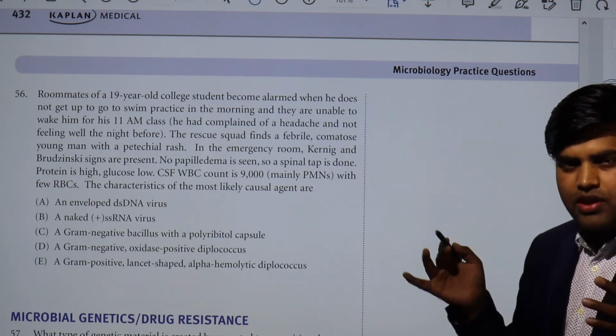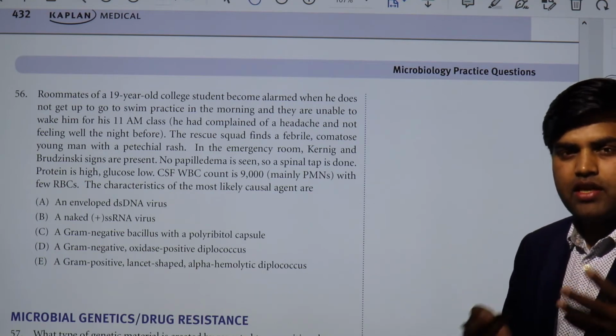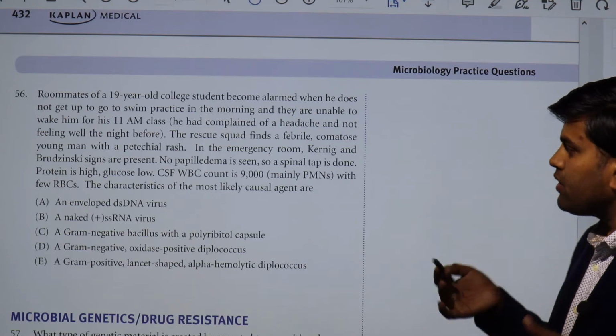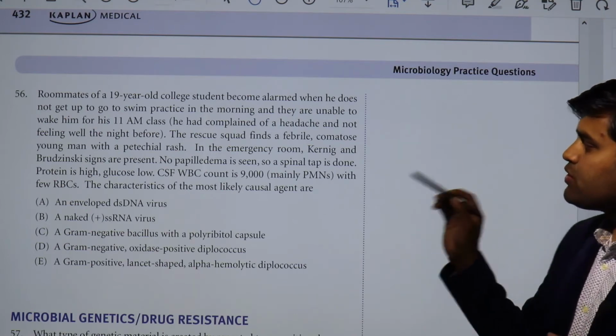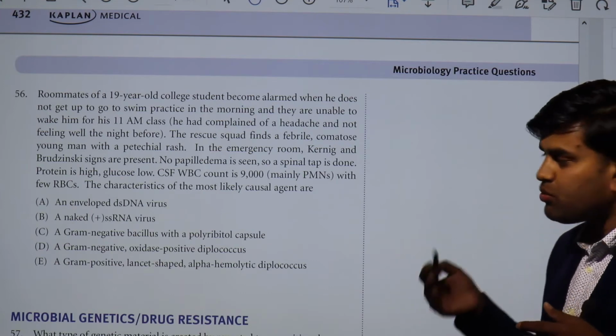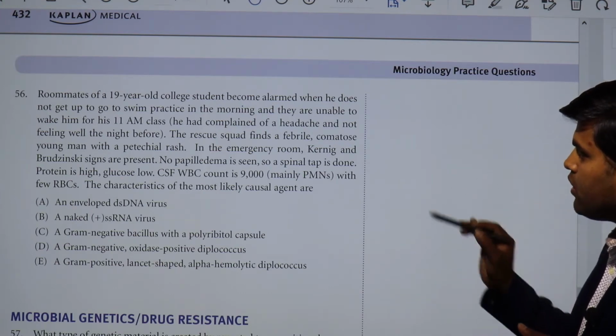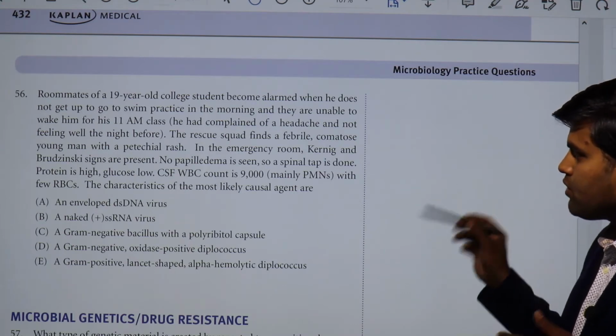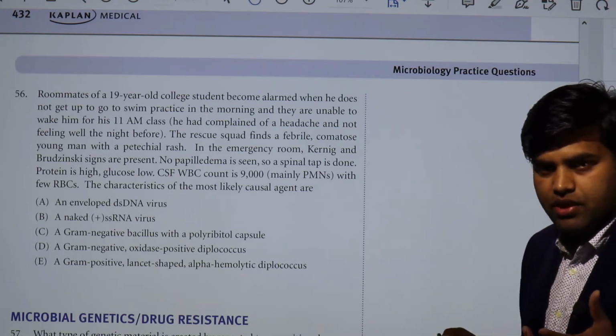So you understand there is some infection that has led to the fever, as well as this neurological involvement. In the emergency room, Kernig and Brudzinski signs are present. So your meningitis features, that is Kernig sign and Brudzinski sign, both are positive. No papilledema is seen. So a spinal tap is done. Now we have gone for the CSF study.